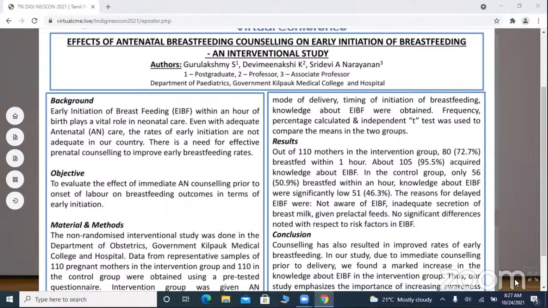So in our study, the conclusion was that counseling has resulted in improved rates of early breastfeeding. Due to the immediate counseling prior to delivery, we found a marked increase in the knowledge about early initiation of breastfeeding in the intervention group. Thus, our study emphasizes the importance of increasing awareness about early initiation of breastfeeding during the antenatal visit, and also reinforcement prior to the delivery.